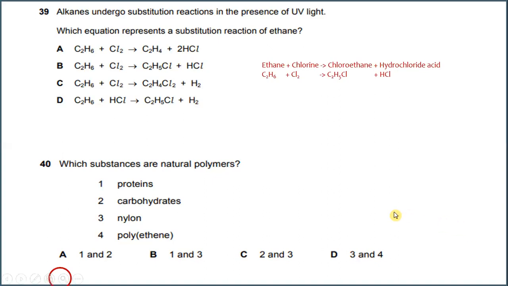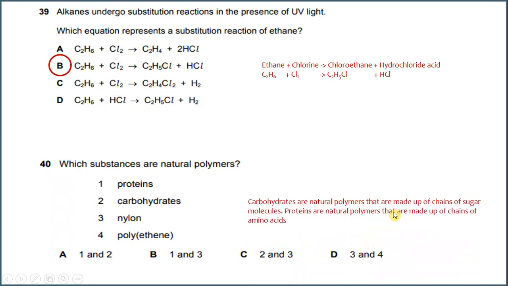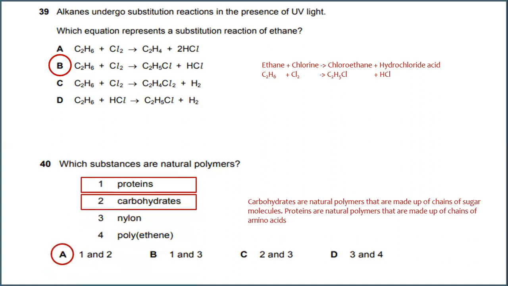And finally, number 40, which substances are natural polymers? Let's look into it. Carbohydrates are natural polymers. They are made up of chains of sugar molecules. And proteins are natural polymers that are made up of a chain of amino acids. So the answer for this case would be number 1 and 2, which is 40A.